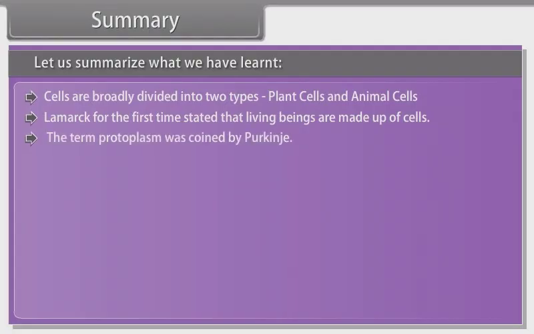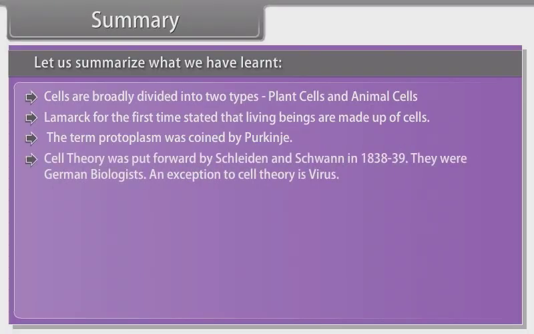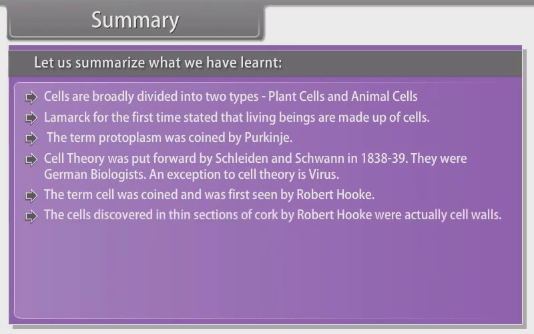The term protoplasm was coined by Purkinje. Cell theory was put forward by Schleiden and Schwann in 1838 to 1839. They were German biologists. An exception to cell theory is virus. The term cell was coined and was first seen by Robert Hooke. The cells discovered in thin sections of cork by Robert Hooke were actually cell walls.